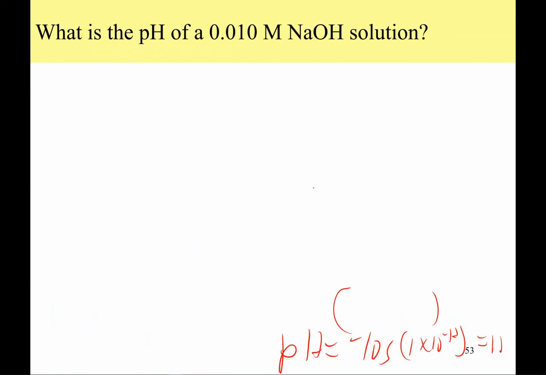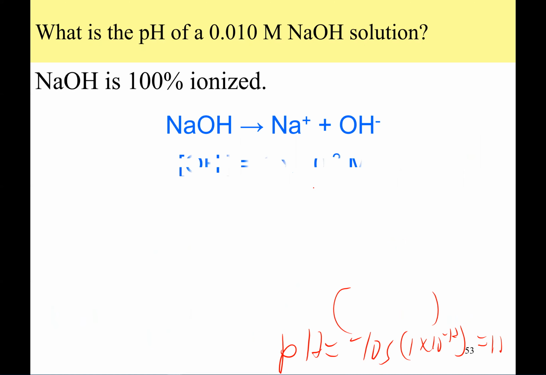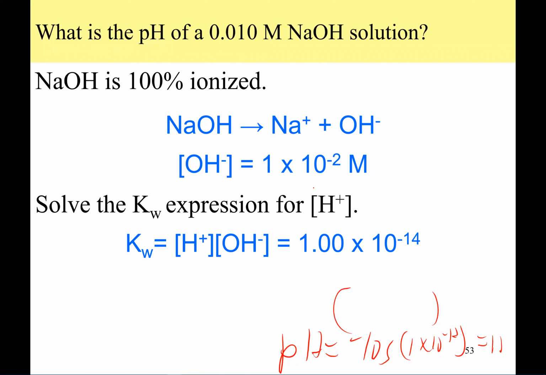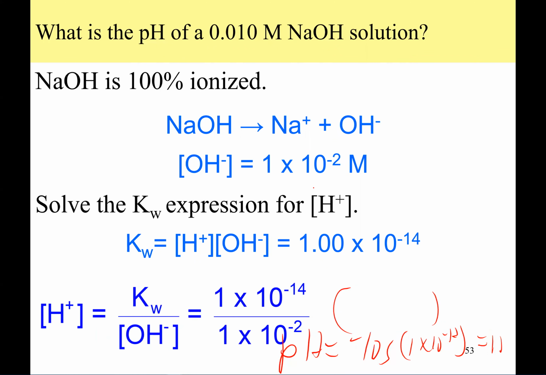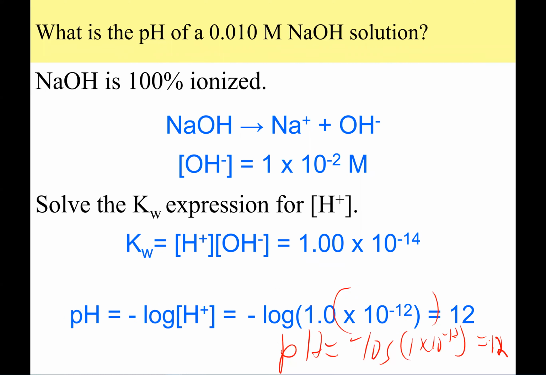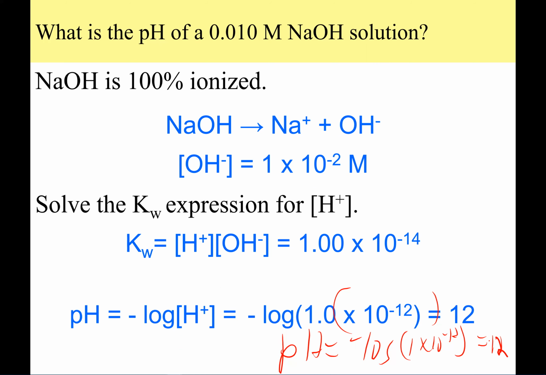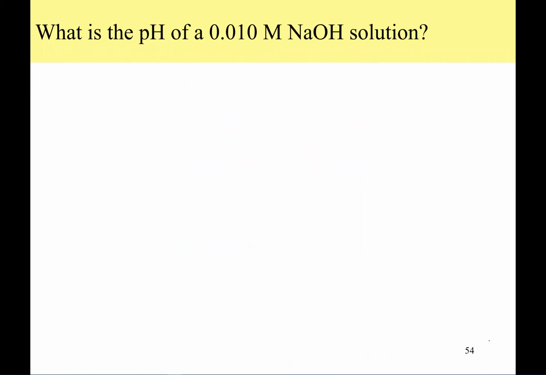So what is the pH of a 0.01 molar sodium hydroxide solution? Sodium hydroxide is 100% ionized. You plug the values in, you solve it for the H plus concentration, plug the values in there, and you get the 1 times 10 to the minus 12 there, and this pH is going to be 12 in this case. The pH is equal to 12 in this case, okay?